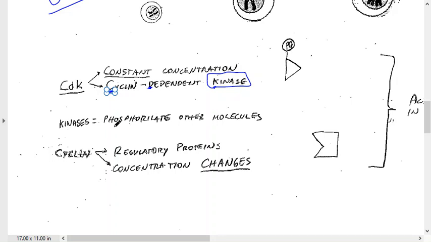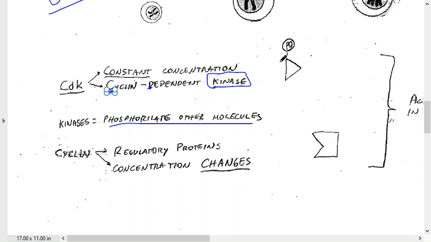So remember, kinases, again, they're going to phosphorylate other molecules. They're going to donate that phosphate group, and they're going to activate them, and make them kind of high energy so that they can do work. So CDK is a kinase that is dependent, though, on cyclin.